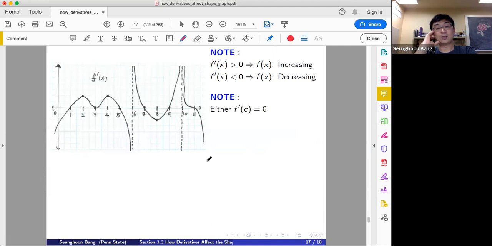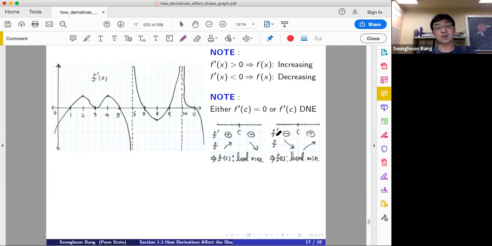One more note: f prime of c equals 0, or f prime of c does not exist. First, if f prime changes from positive to negative, the graph is increasing then decreasing, so f of c is a local maximum. If f prime of c changes from negative to positive, the graph of f is decreasing then increasing, so we have a local minimum. We can use all of these. So we just solve like this.